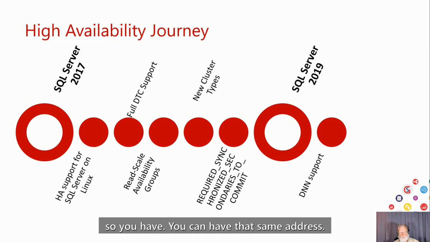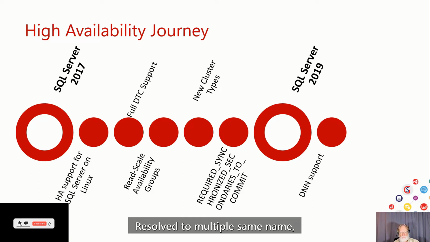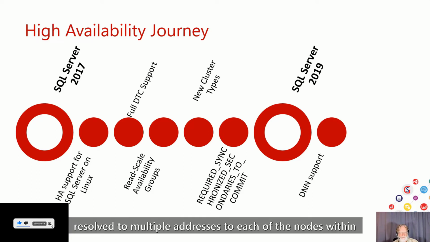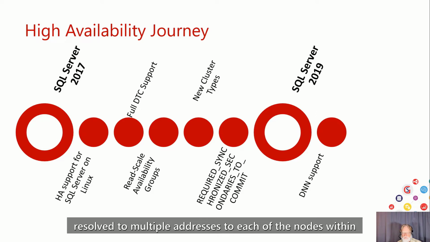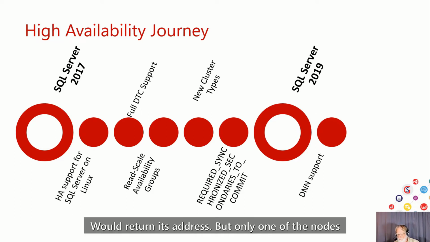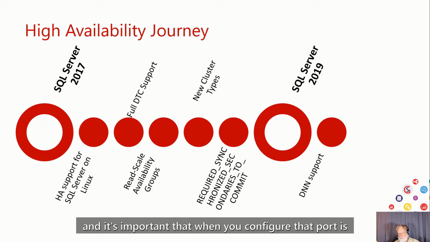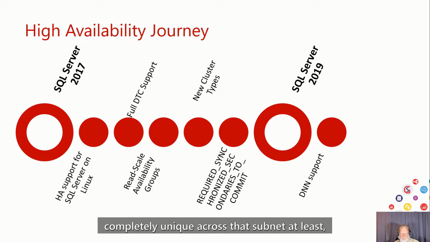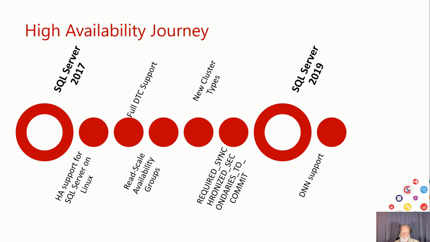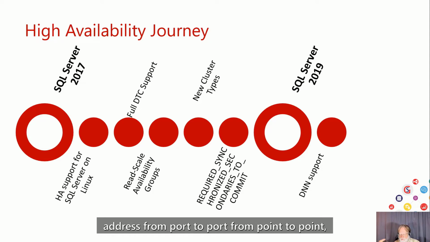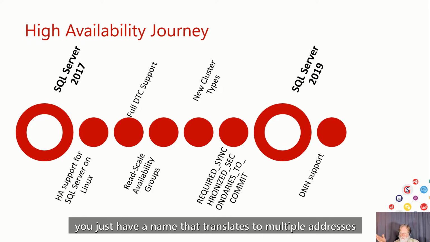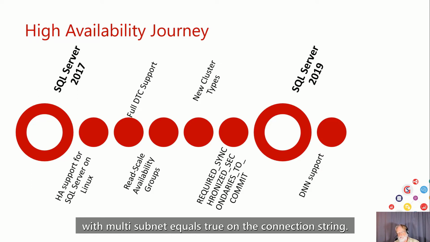So you can have the same name resolved to multiple addresses. Each of the nodes within the AG would return its address, but only one of the nodes is going to be listening on that port. And it's important that when you configure that, that port is completely unique across that subnet at least. That way you don't have to move the address from point to point. You just have a name that translates to multiple addresses with multi-subnet equals true on the connection string.